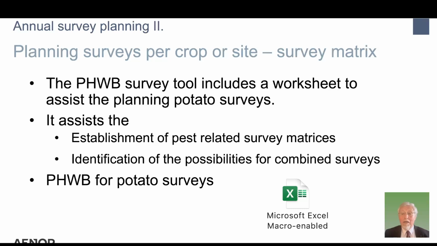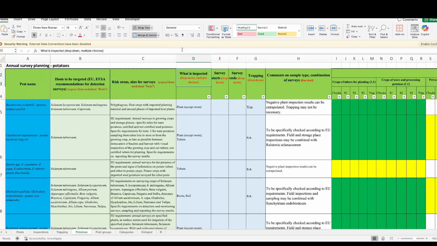The Plant Health West Balkan survey tool has a worksheet to assist the planning of potato surveys. It helps in the elaboration of pest-related survey matrices and in the identification of the possibilities for combined surveys. Let's see how the survey tool works. Please open the Excel file and enable the macros. Go to the potatoes worksheet.